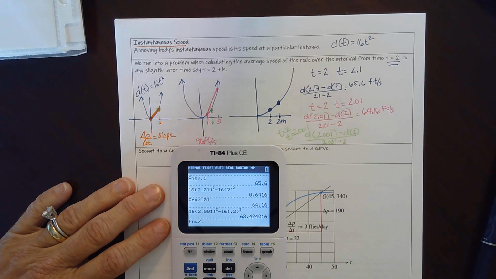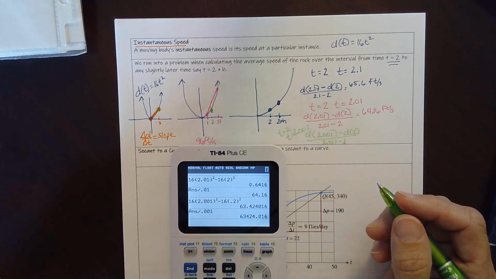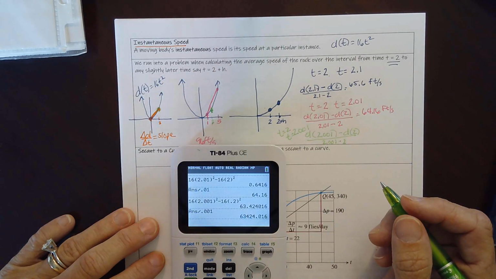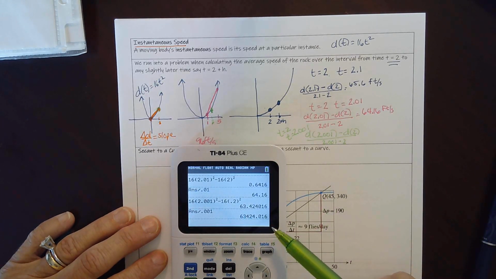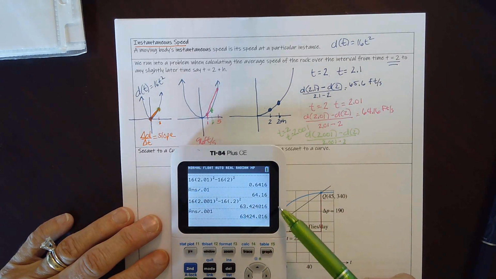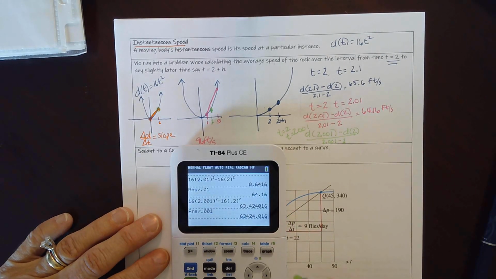And now I will divide by 0.001. Oh, no. Something's not right. Hold on. All right, what did I do wrong? Answer divided by... something doesn't look right.